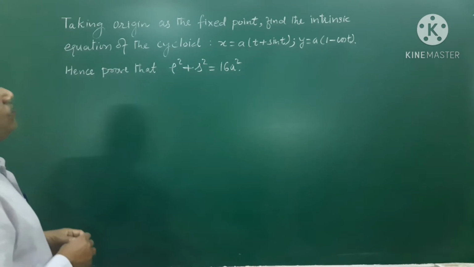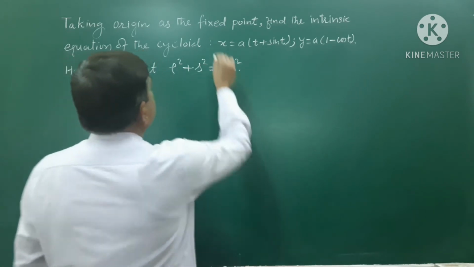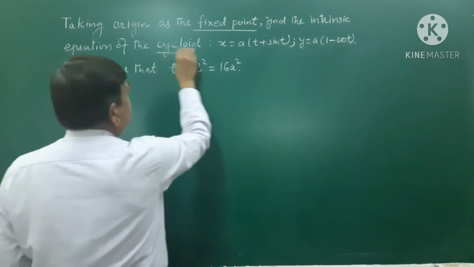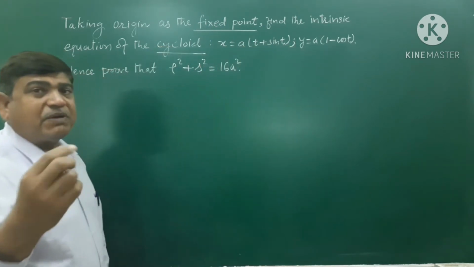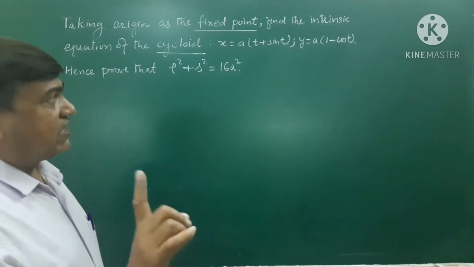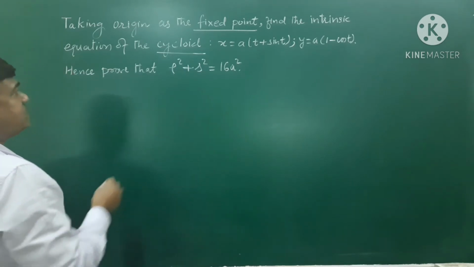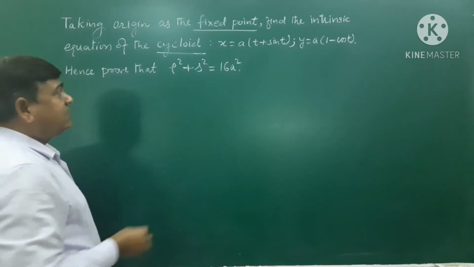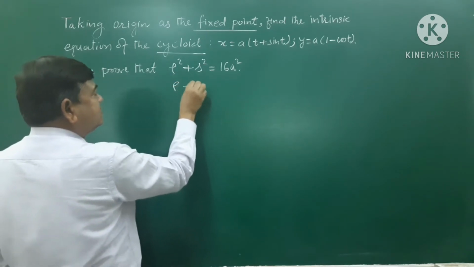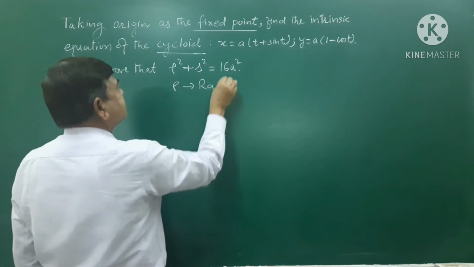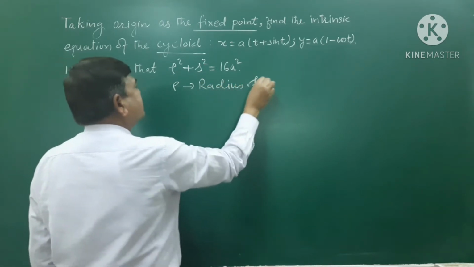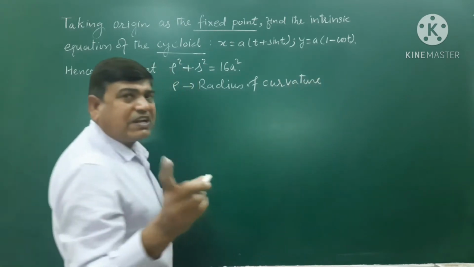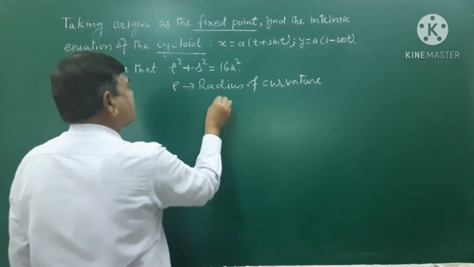Taking the origin as the fixed point, find the intrinsic equation of the cycloid. The equation of the cycloid is given. This is the parametric equation of the cycloid. We have already done this. Hence prove that rho squared plus s squared equals 16a squared. Rho here is the radius of curvature. This is given in differential calculus.